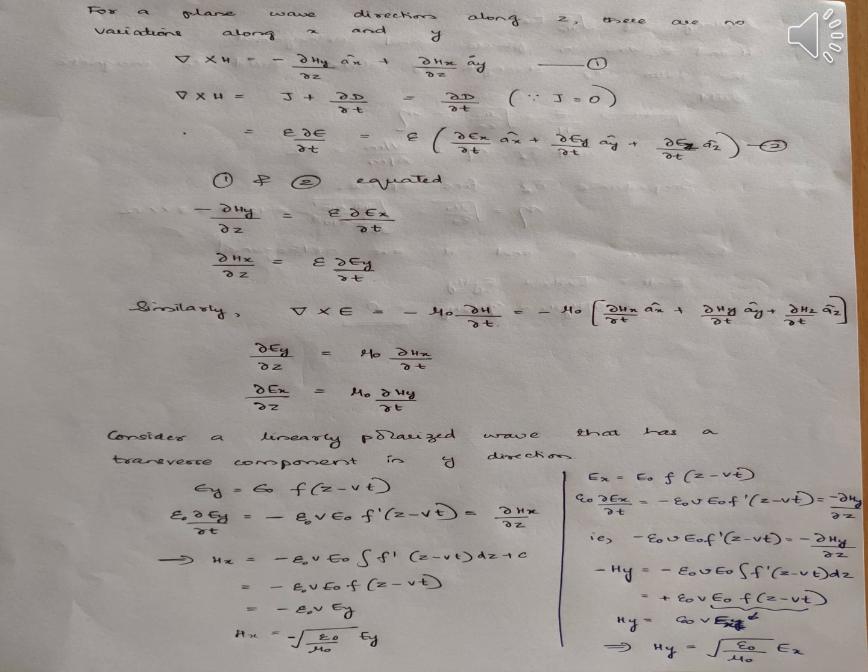See, just above we have written what epsilon naught dou Ex by dou t is equal to. If you look above, you can find that it is equal to minus dou Hy by dou z. That is the equation. I have written 1 and 2 equated. Just below that, the first equation that I have written, the right hand side gives you the same thing, epsilon dou Ex by dou t. In this case, since it is free space, I'm going to assume it as epsilon naught.